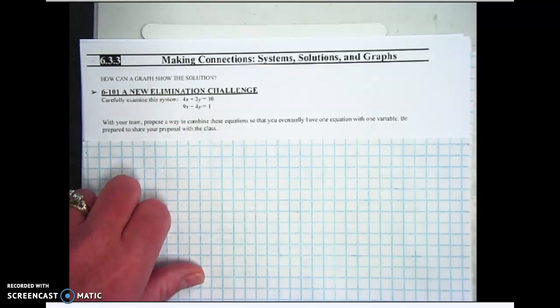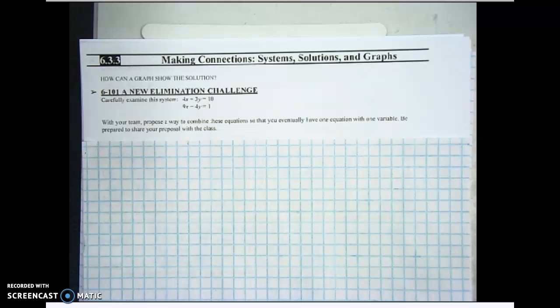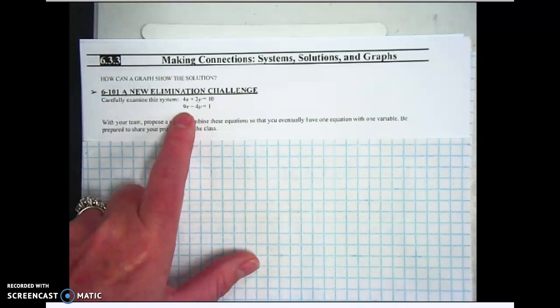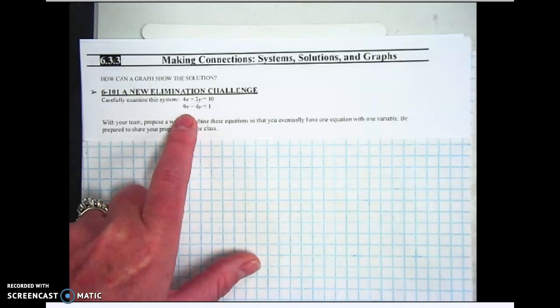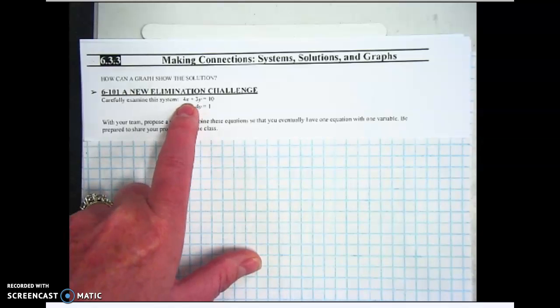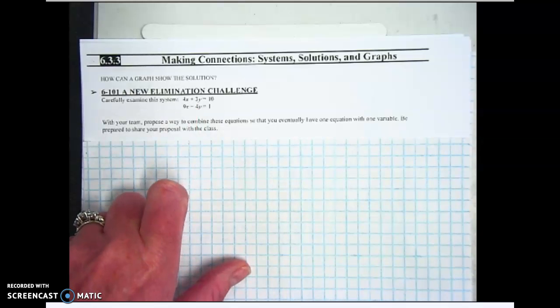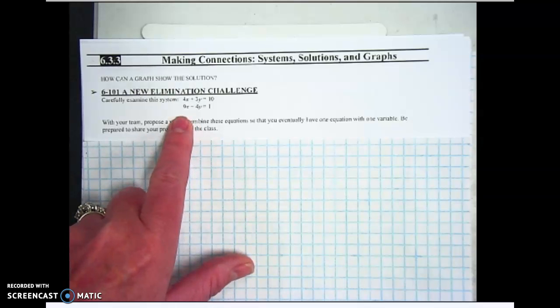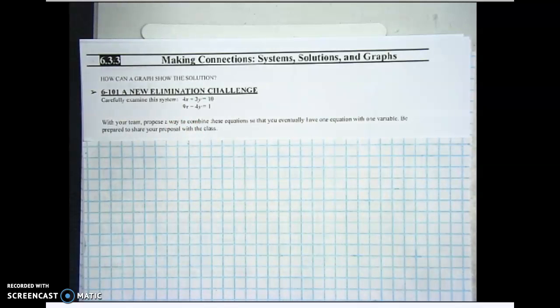What could we multiply by? 9 times 2? You mean 9 times the first one? Do you mean 9 times the first equation? Yes. And then what would you multiply the second equation by? 4. One of those would need to be what?